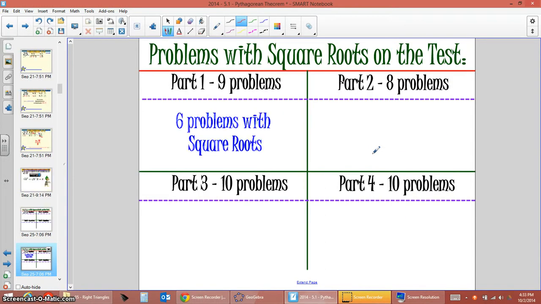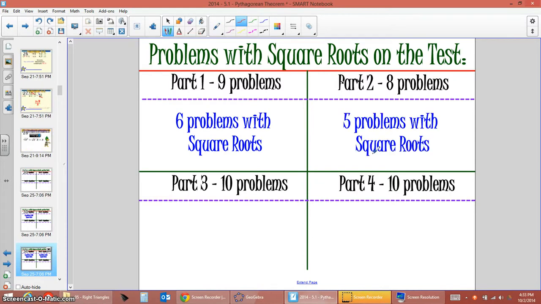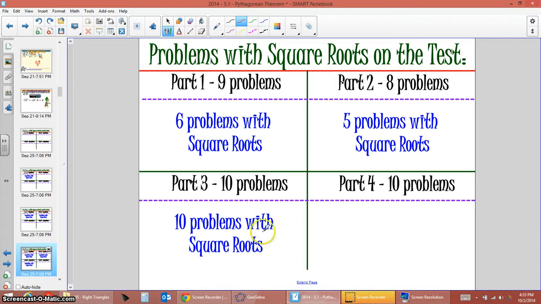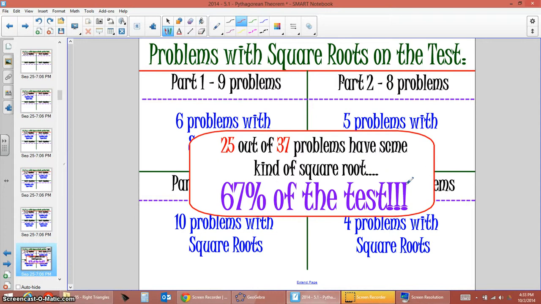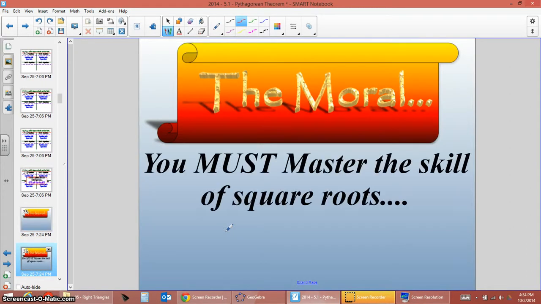So on the test, on chapter 5, 6 out of the 9 problems have square roots. And then right here, 5 out of 8 problems have square roots. All 10 questions in part 3 have square roots. And then 4 out of the 10 problems have it here. That means out of the test, 25 out of 37 problems have some kind of square root. That's 67% of your test is based on your knowledge of square roots. Moral of the story, you've got to become the master of square roots. You've got to master that skill.